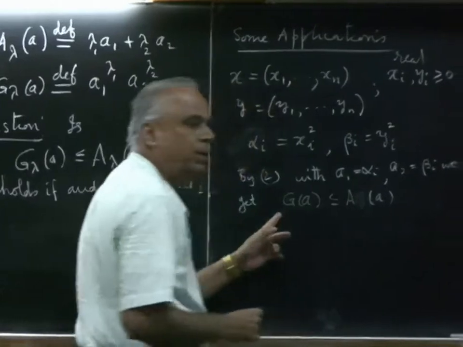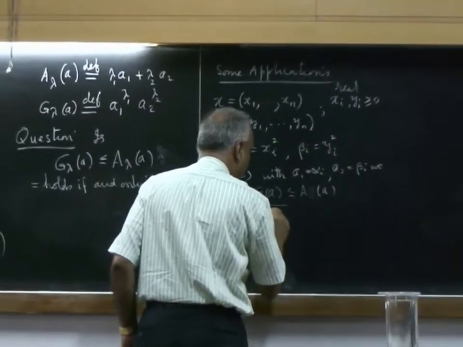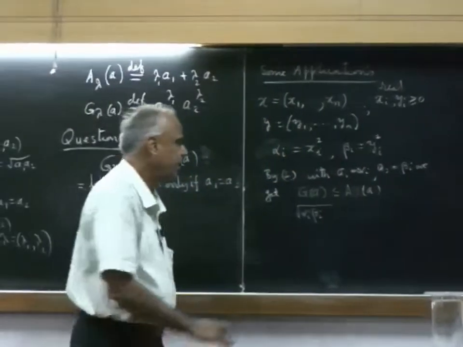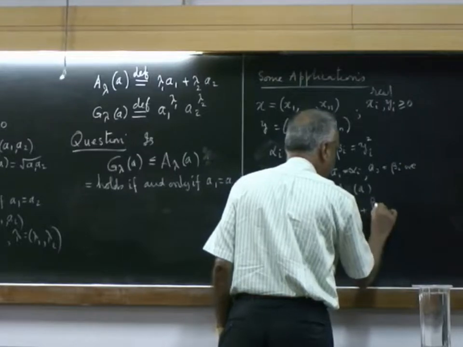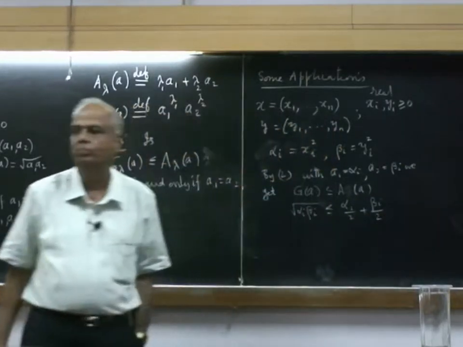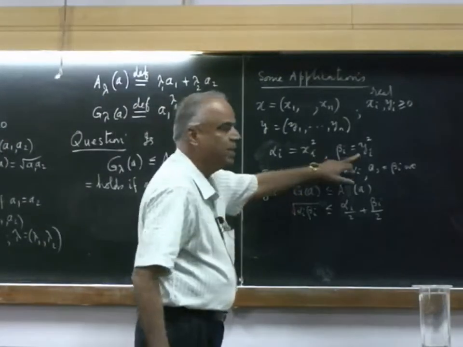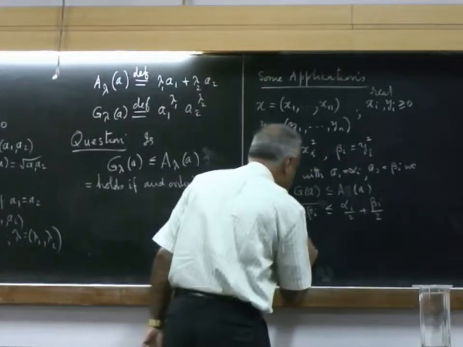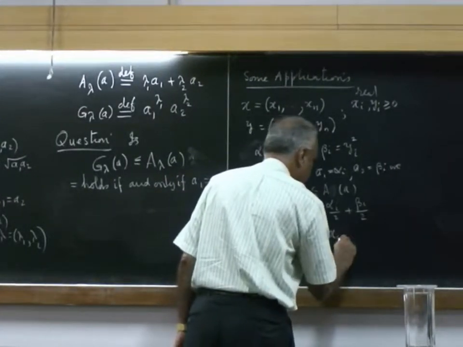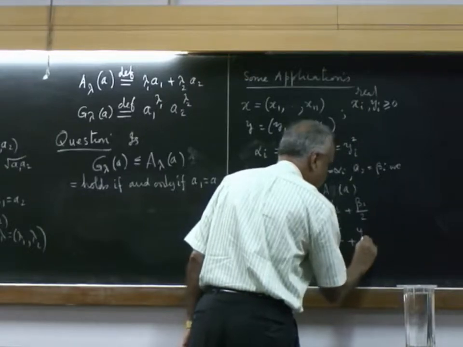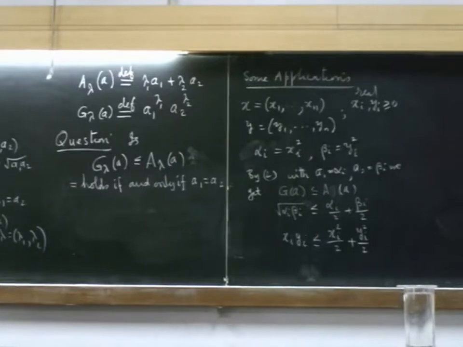But what is the geometric mean? Square root of alpha I beta I must be less than or equal to alpha I by 2 plus beta I by 2. But alpha is xi squared, beta is yi squared. So this is xi yi. This is less than or equal to xi squared by 2 plus yi squared by 2. Okay.